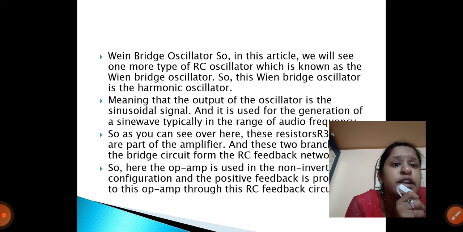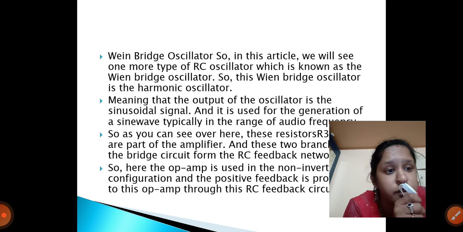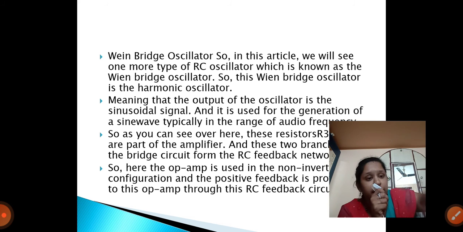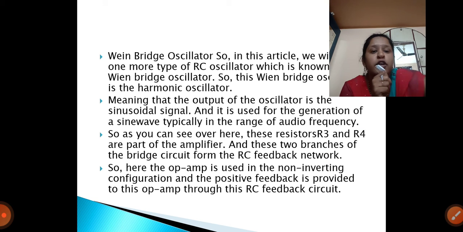The Wien bridge oscillator: in this article, we will see one of the more types of RC oscillators. So the Wien bridge oscillator is a harmonic oscillator. Harmonic, simple harmonic motion, have you studied that? To and fro motion. The sine wave is continuously generated like that. We can call it a harmonic oscillation, meaning that the output of the oscillator is a sinusoidal signal, and it is used for the generation of the sine wave, typically in the audio frequency range.